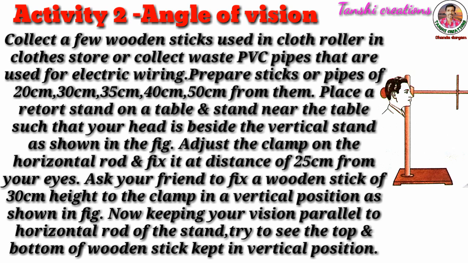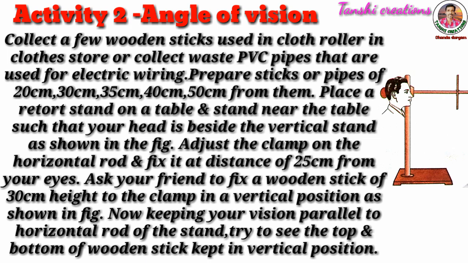For this activity, you collect a few wooden sticks used in cloth rollers in a cloth store, or collect waste PVC pipes that are used for electric wiring. Prepare sticks or pipes of 20 centimeters, 30 centimeters, 35 centimeters, 40 centimeters and 50 centimeters from them. Place a retort stand on a table and stand near the table such that your head is beside the vertical stand as shown in the figure.